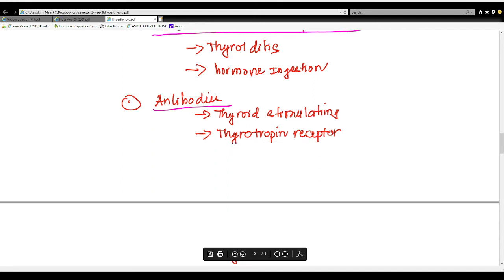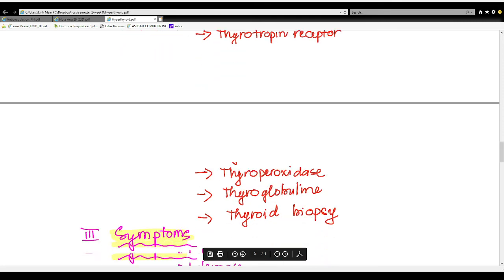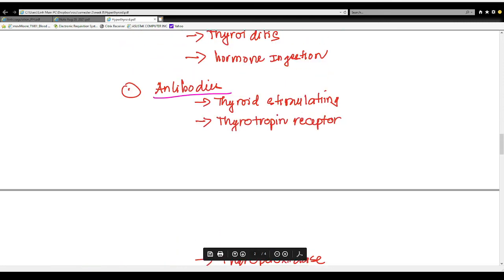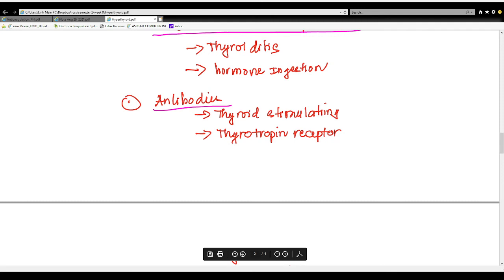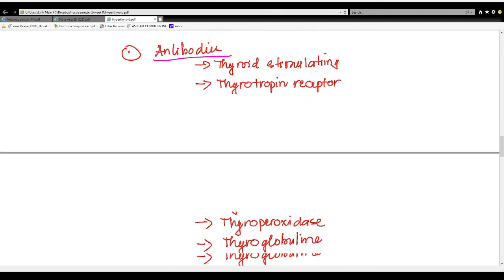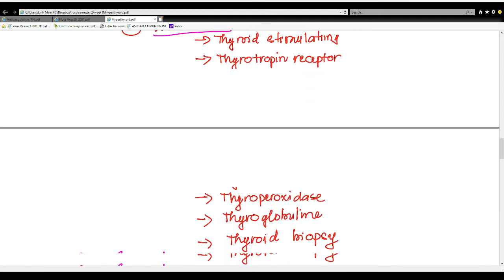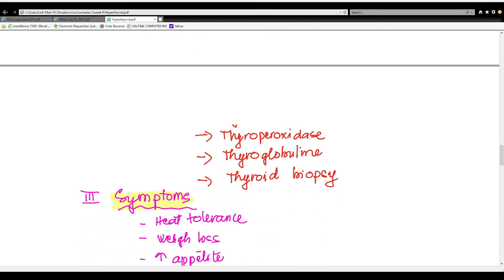We can also detect antibodies, some antibodies such as thyroid stimulating, thyrotropin receptor, thyroperoxidase, thyroglobulin, or thyroid biopsy.